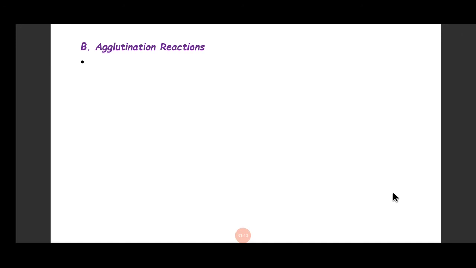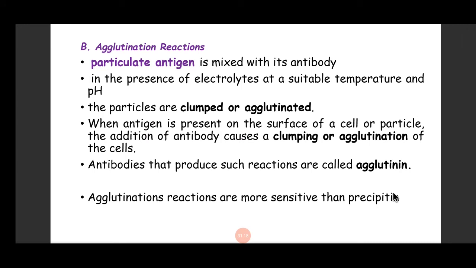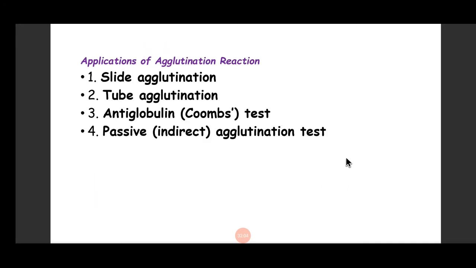Another type of antigen-antibody reaction is the agglutination reaction. In agglutination reaction, the antigen is particulate. It is not a soluble reaction. You must remember the difference between precipitation reaction and agglutination reaction: in precipitation reaction, the antigen was soluble. In agglutination reaction, the antigen is particulate, an insoluble antigen, and when the antigen-antibody reaction takes place, this antigen becomes clumped or agglutinated and becomes visible. This is called agglutination reaction, and those antibodies are called agglutinins, and the antigen is called agglutinogen. It is similar to precipitation reaction, but here the antigen is insoluble. In precipitation reaction, the antigen is soluble.